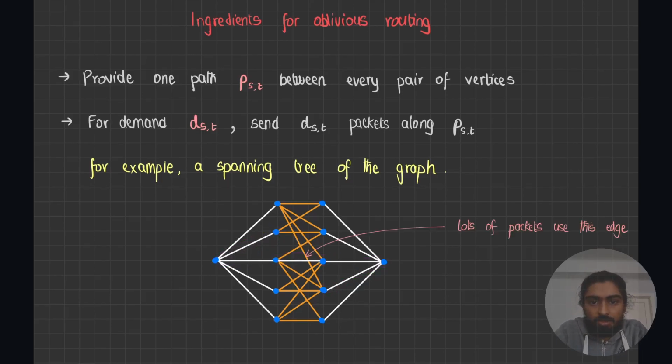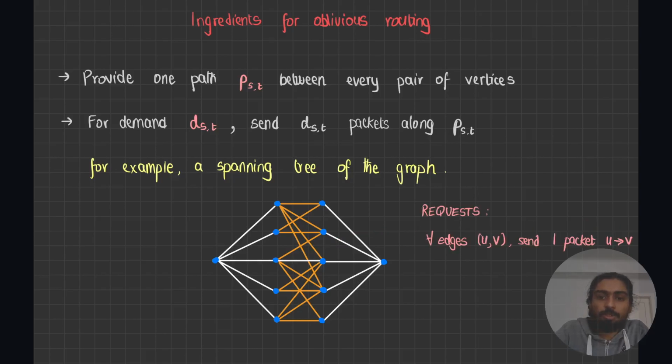The problem with this is if you look at this middle edge of the spanning tree, lots of packets are going to need to use this edge. Why? Because anytime I route from the left side of the graph to the right side of the graph, the only edge of the spanning tree which connects these two sides is this middle edge. There are lots of other edges which go across, which could have been used, but you only have this edge. And so it's going to get a lot of packets going through it.